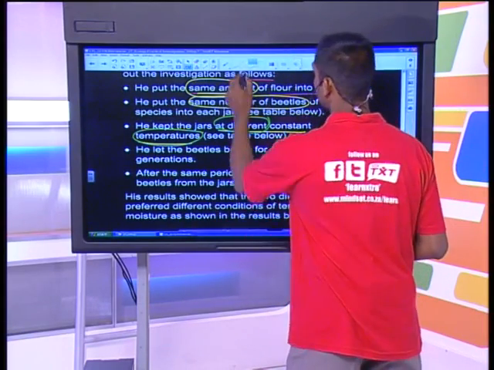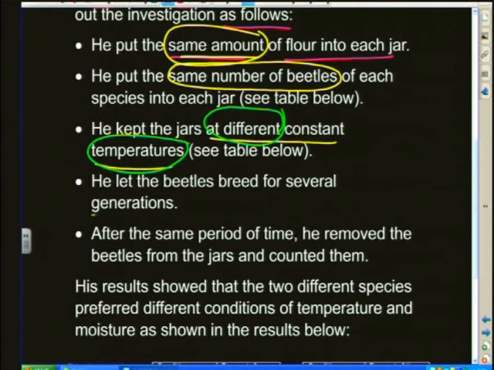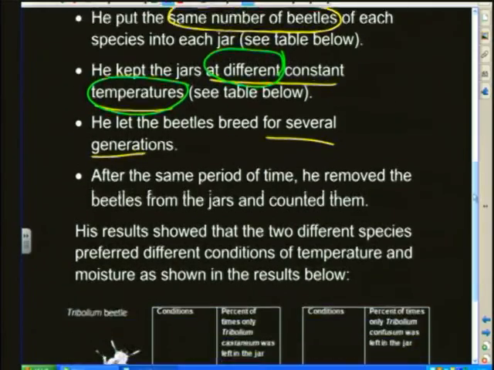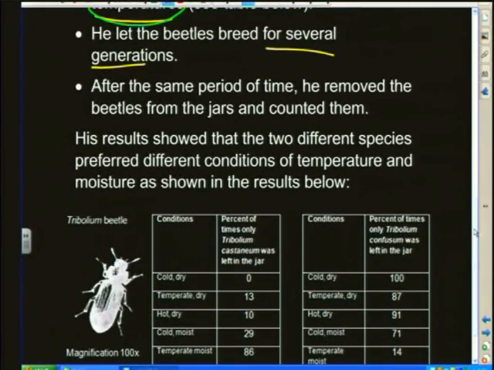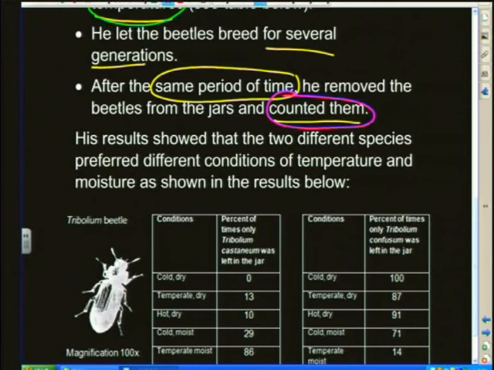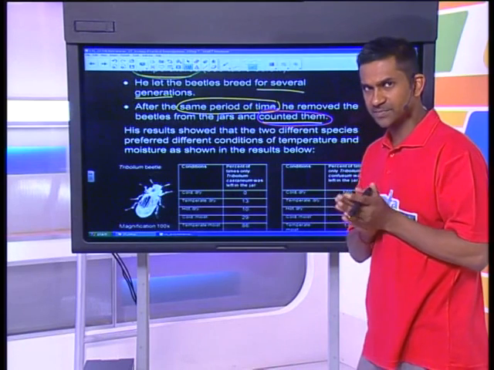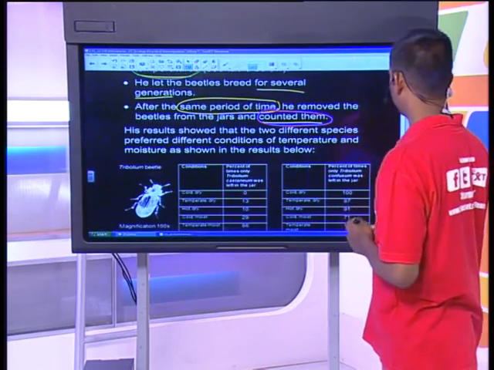He let the beetles breed for several generations. So they reproduced for several generations, and let's see what happened after that. After the same period of time, so they reproduced for the same period of time. Notice another control variable, very well done. He removed the beetles from the jars and he counted them. So he counted the number of beetles when he removed them. Here we're seeing the third variable, which is the dependent variable, by counting the number of beetles. So here we've identified the dependent variable, and that's basically going to tell us what the outcome of the experiment is. I'm going to talk about the dependent variable in a little while.